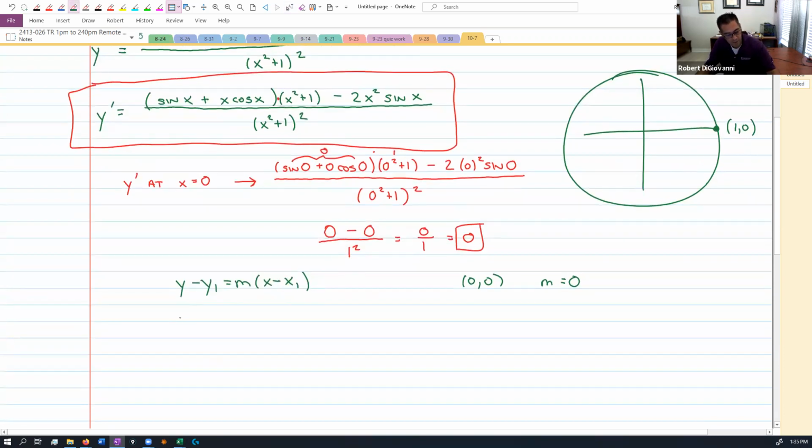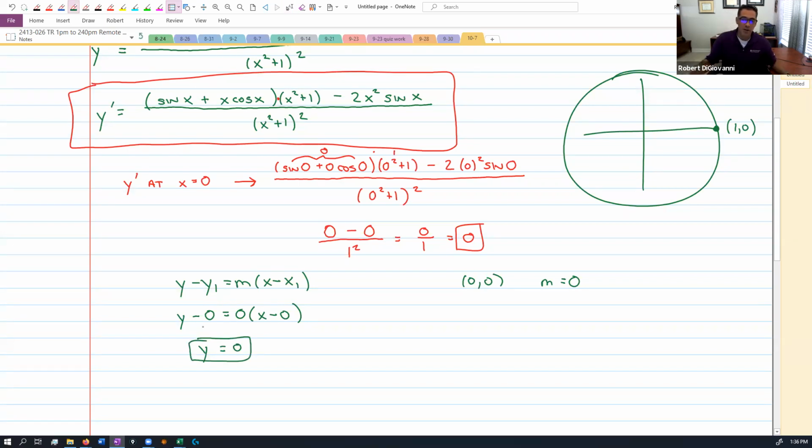Okay, back to this. So I'm going to just go y minus 0 equals 0 times x minus 0. A bunch of zeros in here. The left side is y. The right side doesn't matter because the slope is 0, right? Y is 0. So that's the equation of the line.